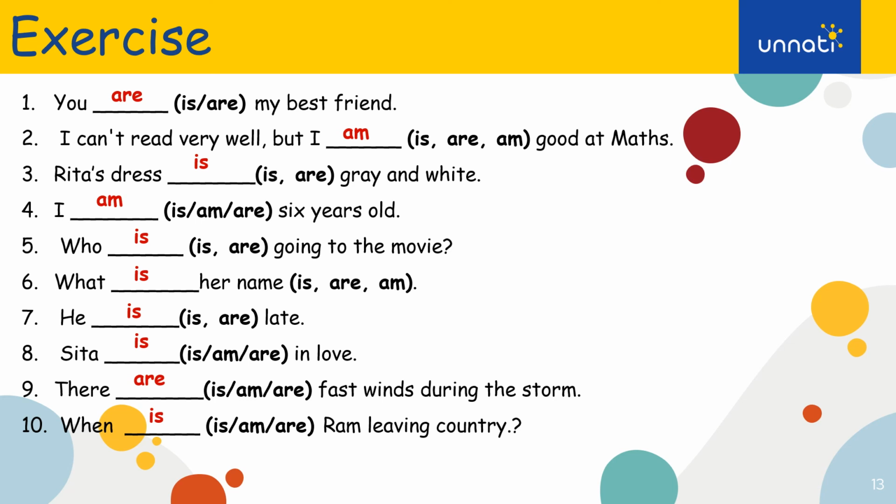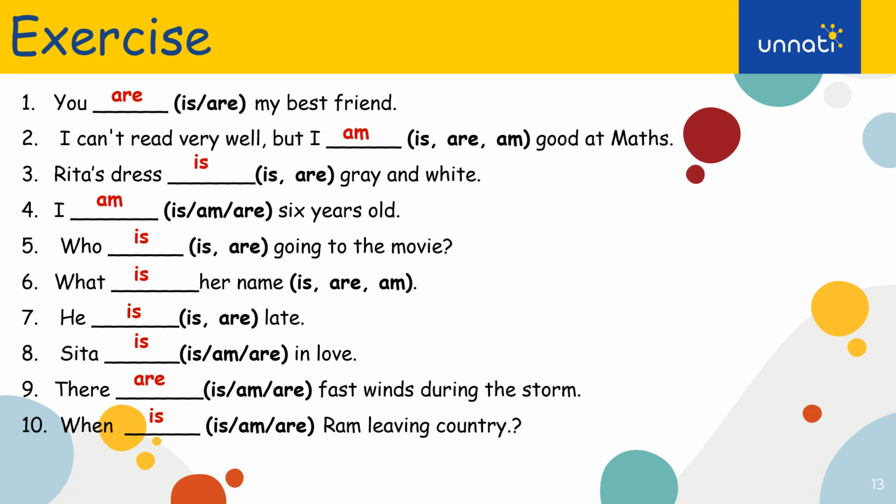I can't read very well, but I dash good at maths. I first person singular number, hence we'll use am. I am good at maths. Rita's dress dash grey and white. Rita's dress, something we are talking about. So third person singular in number, Rita's dress is grey and white. I am 6 years old, because I is first person singular in number.